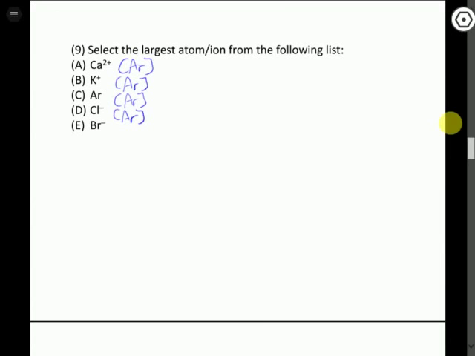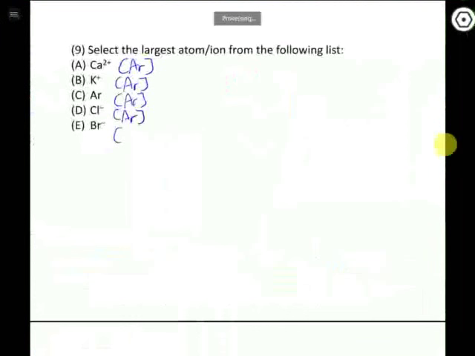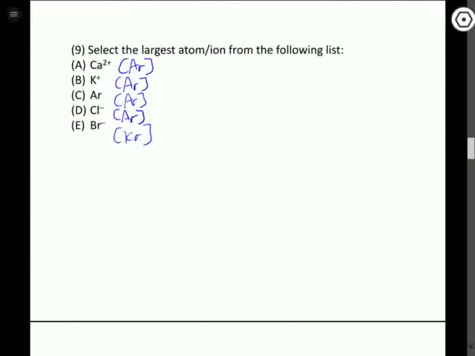And then Br- is a different one. That has the configuration of the next noble gas, which is krypton. So Br-, bromine is number 35, and one more electron takes us to krypton, number 36. So this has a different configuration. So to compare the ions that have the same configuration, all we need to look at is the charge. So choices A through D are what we call isoelectronic, which means they have the same number of electrons. Iso means the same.